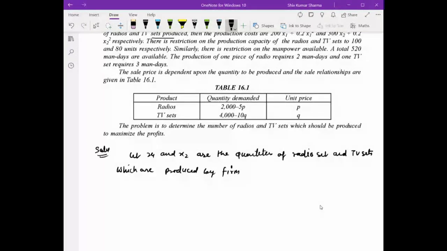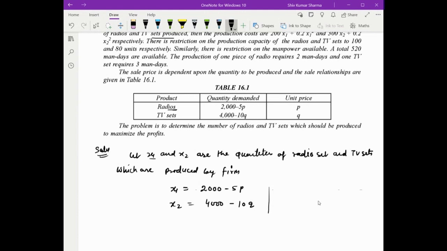Quantity demanded: the first product is radio sets, which we consider as x1. So x1 equals 2000 minus 5p. And for TV sets, x2 equals 4000 minus 10q. P and Q are the unit prices. So what is the value of P and Q here?